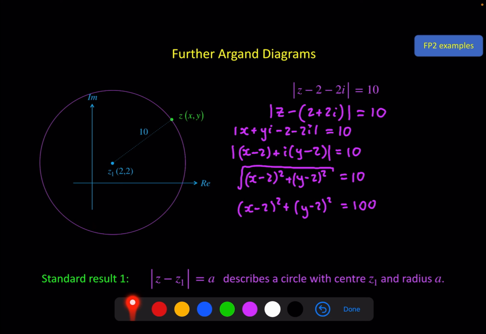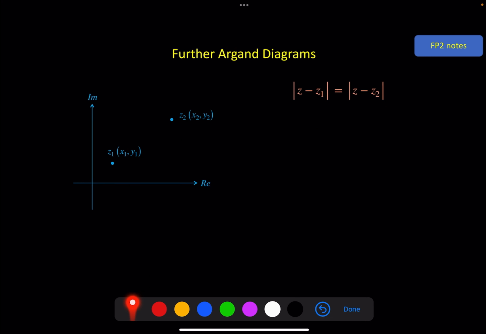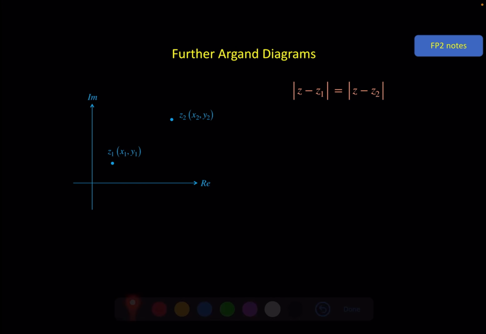Okay, that's standard result 1. Standard result 2 is, what does this mean? So if we decompose what this means bit by bit from what we've said so far, this side is the distance of z from z1, where z again is a variable point and z1 is a fixed point. And this is the distance of z from z2, where z2 is another fixed point, but this z is still the same variable point z.